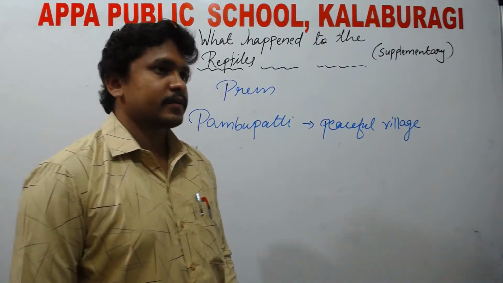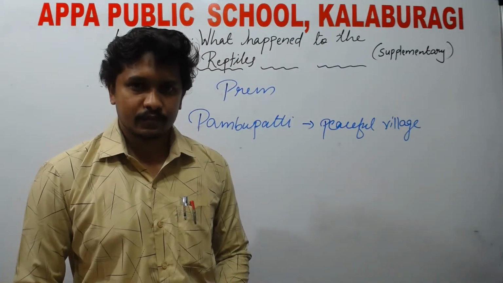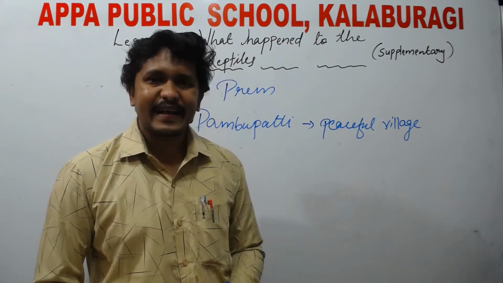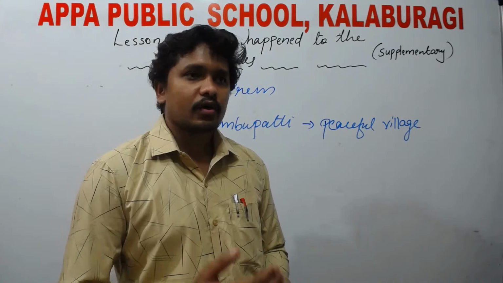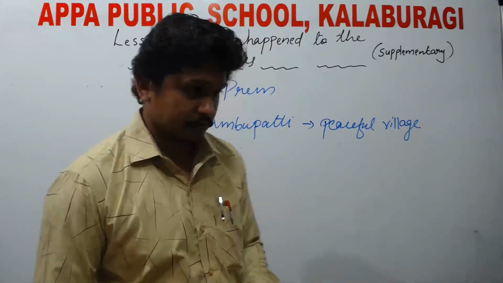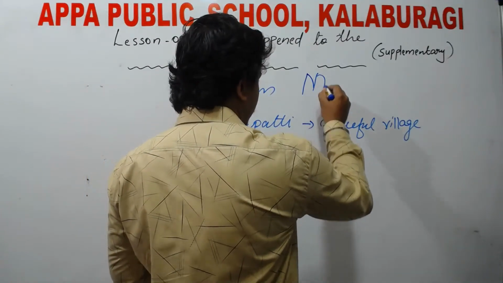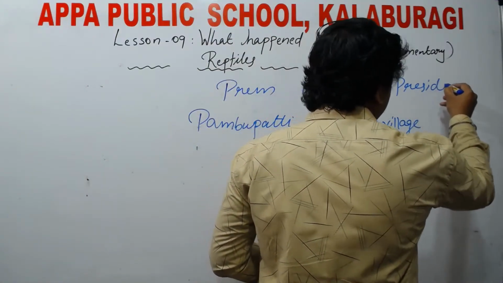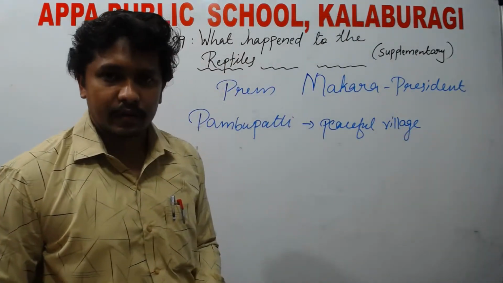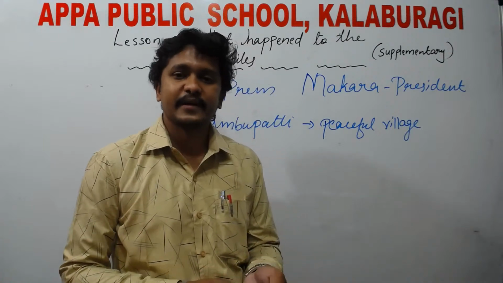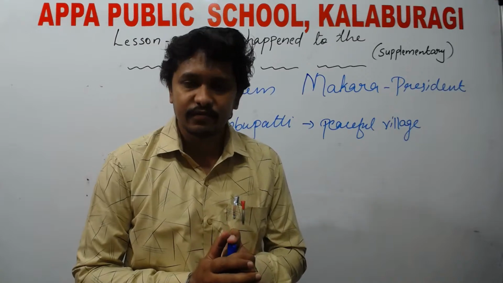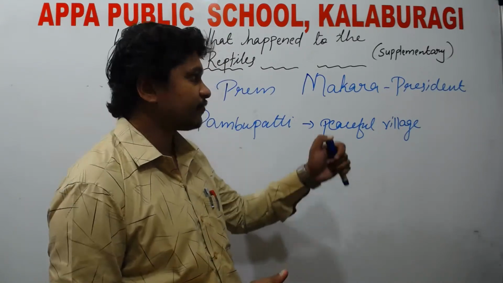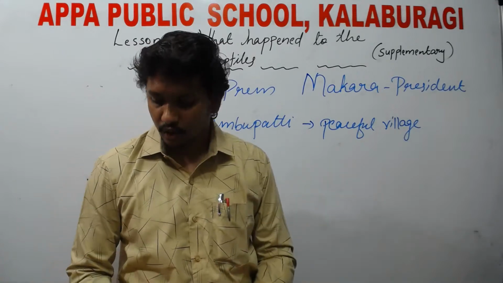Every month, these reptiles would have one meeting. For the meeting, all reptiles should be present. Snakes were there, crocodiles were there, lizards were there. For the meeting, there is a president. What is the name of the president? It's Makara. Makara is the president of the meeting, and he is the biggest crocodile. So only reptiles were there, and every month they had a meeting.